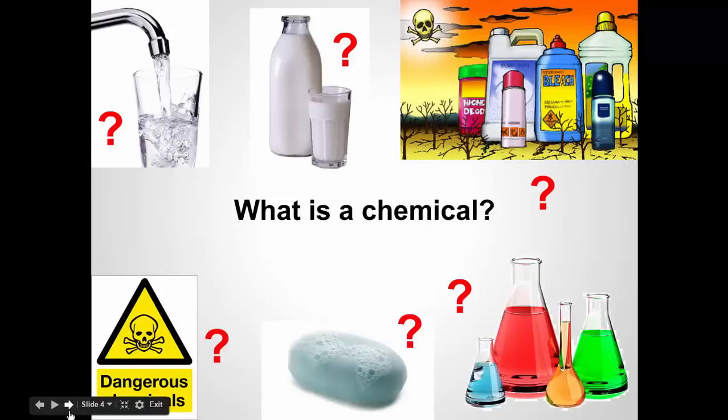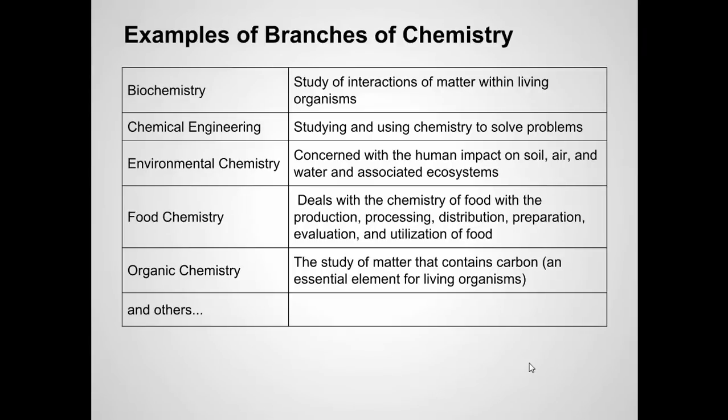So what is a chemical? Look at all the pictures of the things on the screen, and I want you to think about which one or ones you think are chemicals. Okay, so we have water, we have milk, we have what looks like a bunch of cleaning products. We have some different beakers with some different substances in it. We have soap. Everything that you see here is a chemical. So even water, which we don't think of as a chemical, is a chemical.